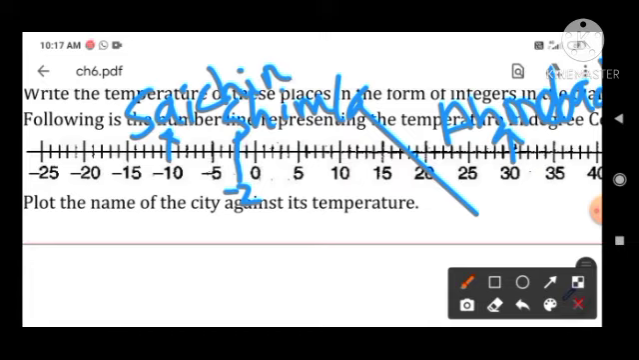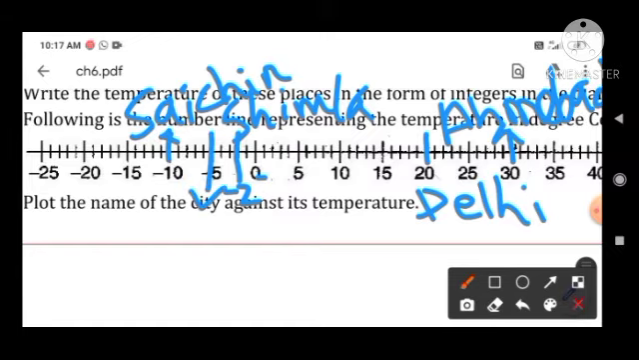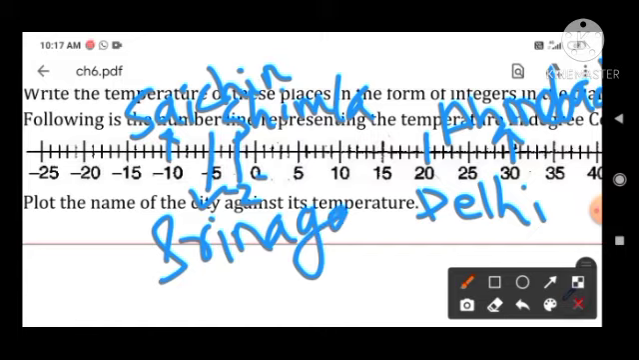Then next Delhi. Delhi was given how much? Delhi was given 20 degrees above 0. That means plus 20, isn't it? So here you will write Delhi. Then next is Srinagar, and Srinagar is given 5 degrees below 0. That means this is 0 and it will be here. So here you have to write Srinagar. Okay, you will draw this in your notebook using pencil, and you will mark all these cities against their temperature, isn't it? Now come to the next question.